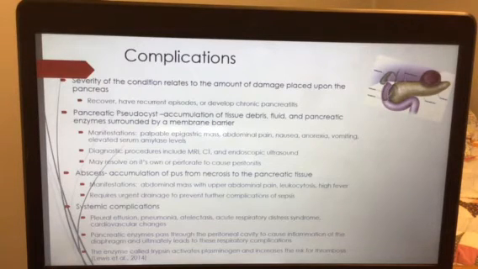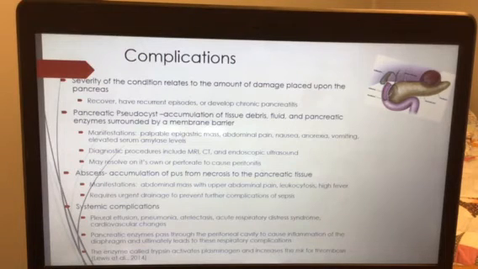There could also be an abscess, which is an accumulation of pus from necrosis to the pancreatic tissue, which is manifested by an abdominal mass with upper abdominal pain, leukocytosis, and a high fever. This requires urgent drainage to prevent further complications of sepsis, or that blood infection that can take you down pretty quickly. Then we have some systemic complications that can affect the respiratory system as well as the cardiovascular system.